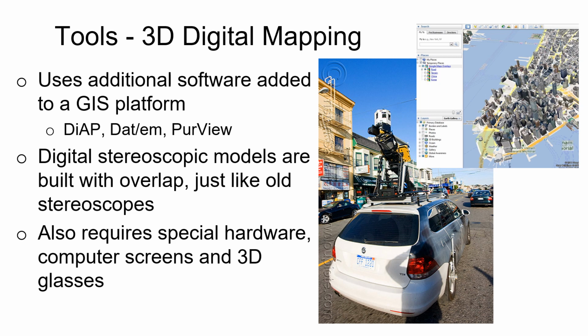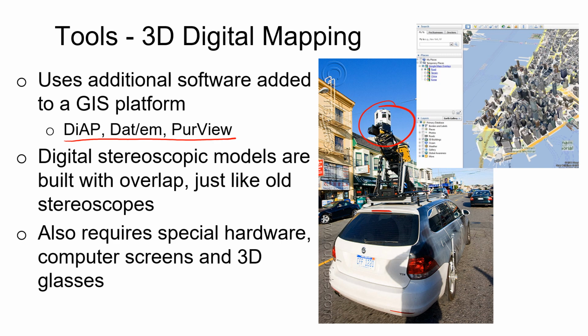Other tools include 3D digital mapping. This is a lot like what Google does. They drive around with these 3D cameras taking pictures of buildings, and then they put it into this spatially resolved map system. Again, this is a type of GIS database where you can click on buildings. It'll tell you what commercial locations and businesses there are, where it is, and how to get there. So you use additional software added to a GIS platform. These are just different examples of that digital software.